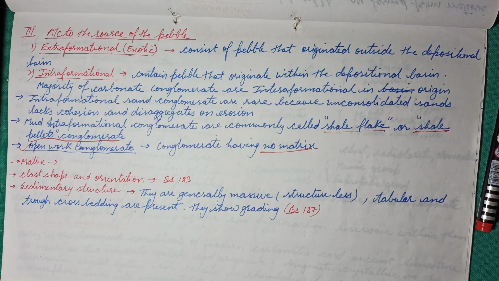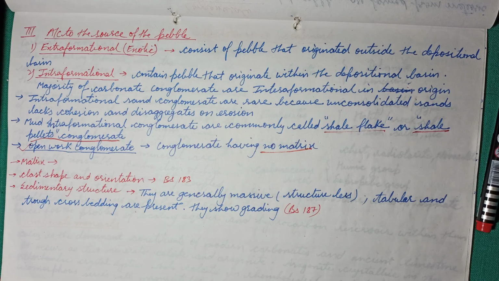Now what about clast shapes and orientations? This I will show you in the figure. As for sedimentary structures, conglomerates are generally massive and structureless, because the clasts are very big and it is hard to preserve any structures in that condition. Tabular and trough cross beddings are generally present, and they always show grading. So these are a few structures you will find in conglomerate. I will show some of the figures.